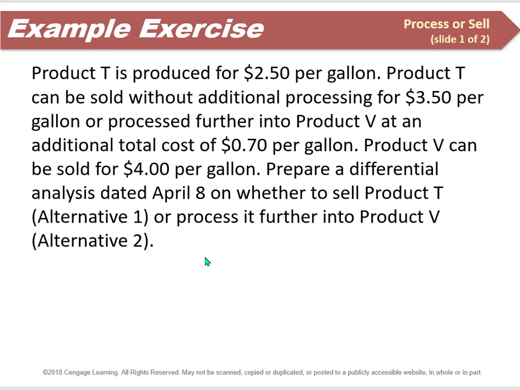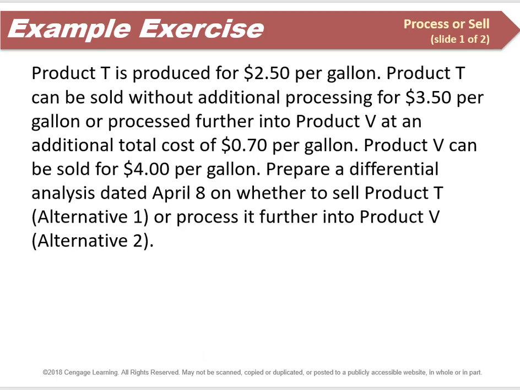And here's another example. This product T is sold for $2.50 per gallon. It can be sold without additional processing for $3.50 per gallon, or processed further into product V, at an additional total cost of 70 cents per gallon. That's the additional cost. So it's $2.50 to get up to the point where you could split it off. Then you've got to spend another 70 cents per gallon, and it can be sold for $4 per gallon. So we're going to make another 50 cents per gallon, and it's going to cost us 70 cents per gallon.